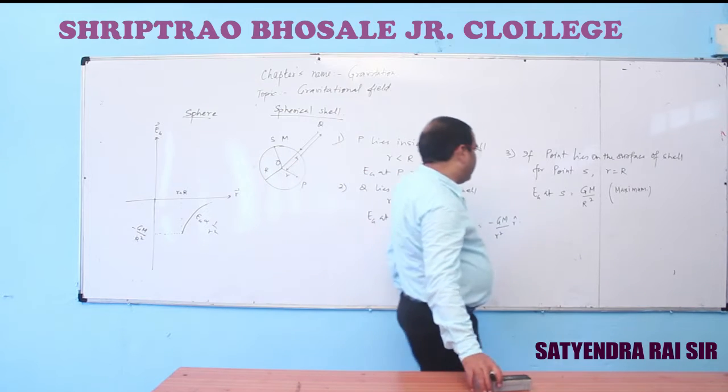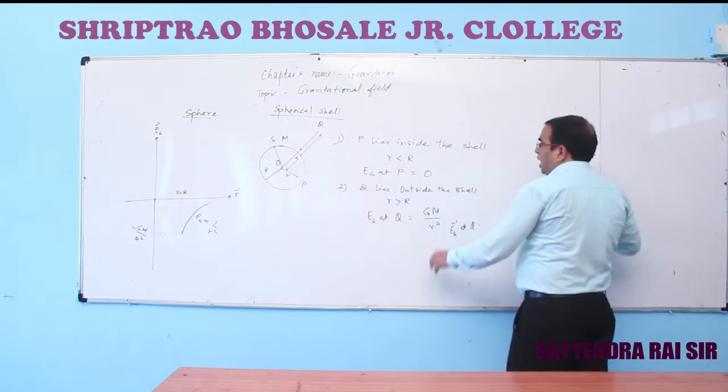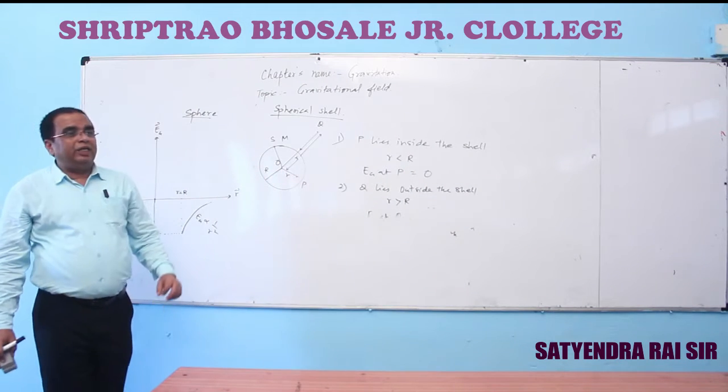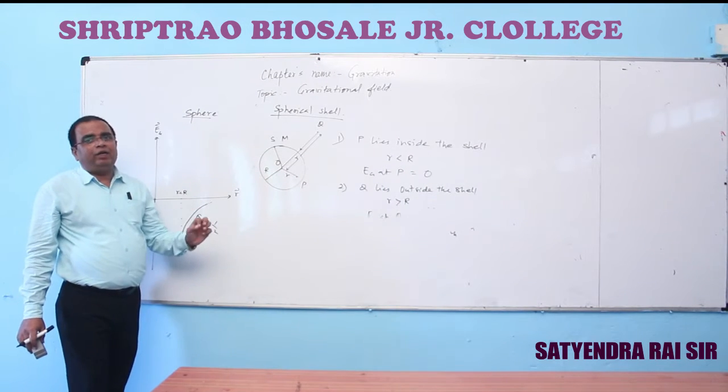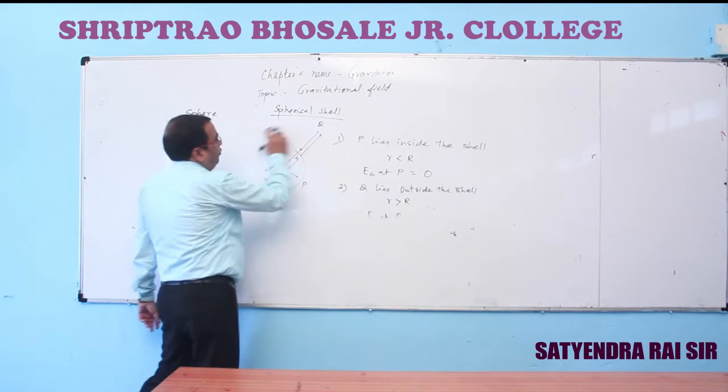And similarly, let us see some other cases. That means if I put a point mass anywhere inside the spherical cell, it will not experience any kind of pull. Let us now see the case of a solid sphere.